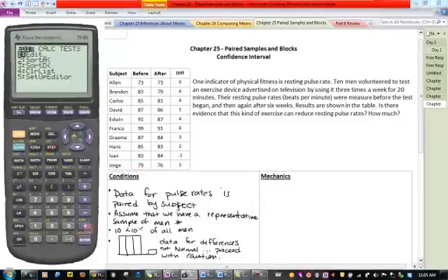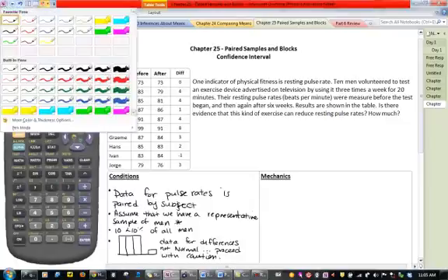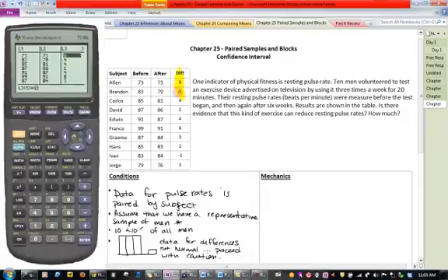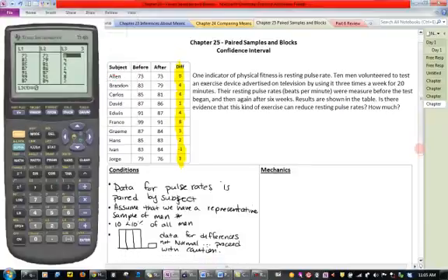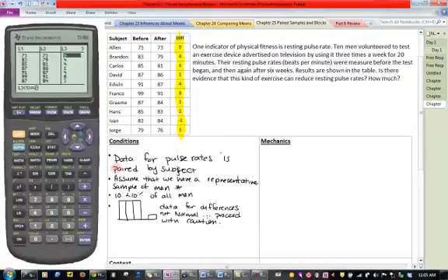I have mine in Stat, Edit, and I have in my L1 my before, L2 my afters, and L3 my differences. If you wanted to just go ahead and make a column for the differences, that's fine. Because remember, we only, in these problems, care about the differences between the two. So we really are only interested in this one. You may want to take a moment to pause the video to get the data back into your calculator.